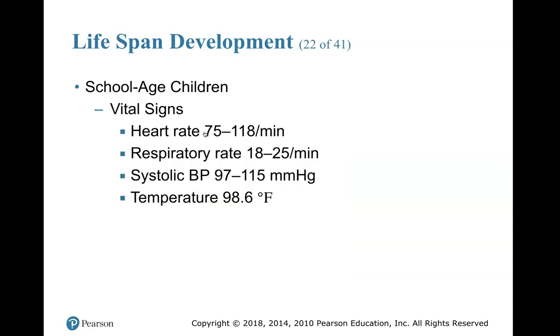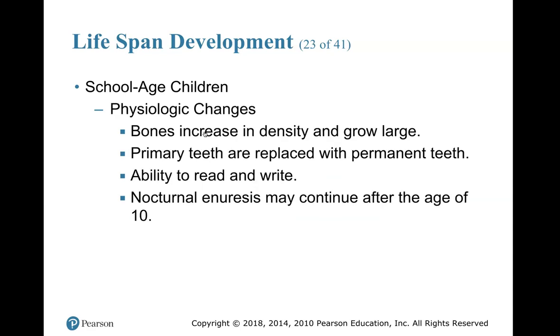All right. Vital signs: heart rate of 75 to 118 beats per minute, respiratory rates 18 to 25 per minute, systolic blood pressure is 97 to 115, and temperature is 98.6. You see the trends in the blood pressure and the heart rates and everything. They start to get lower, the blood pressure starts to get higher.